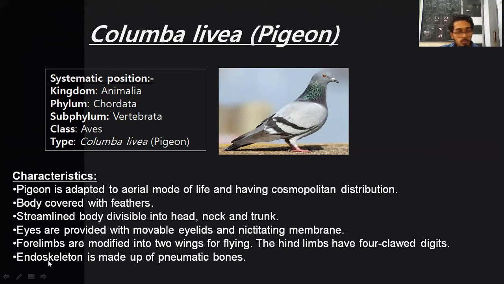Then the endoskeleton, that is the internal skeletal system, is made up of bones which are pneumatic. Pneumatic means they are hollow bones. Because of these hollow bones, they have the ability to fly in the air. Because of this, they have less bone density. So these are the peculiar characteristics of Columba livia, also called the pigeon.